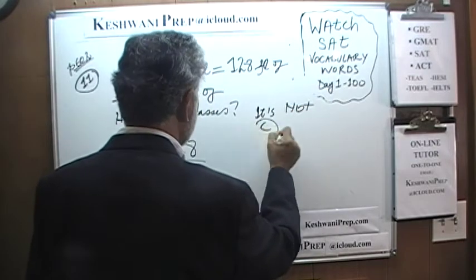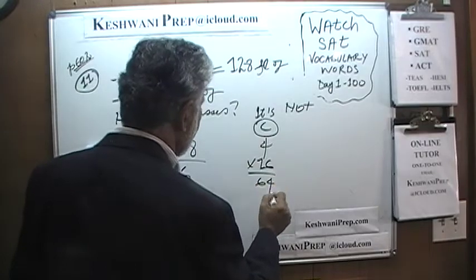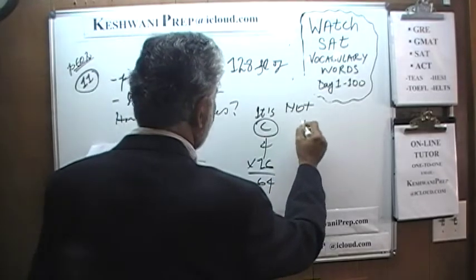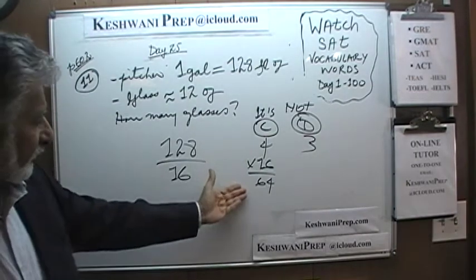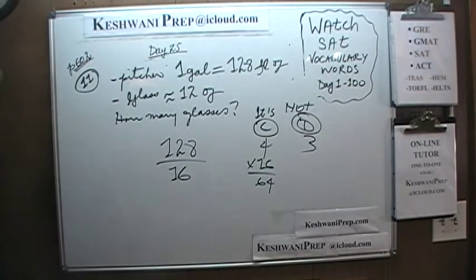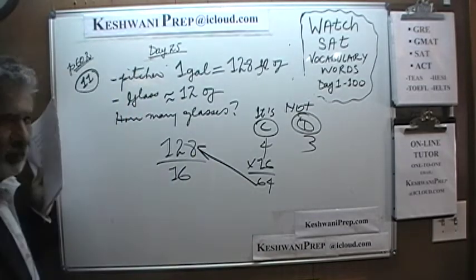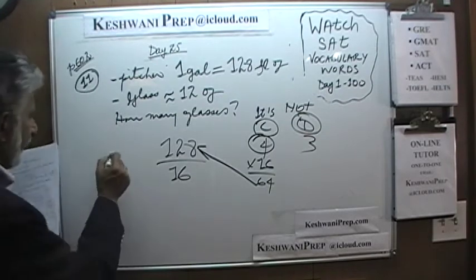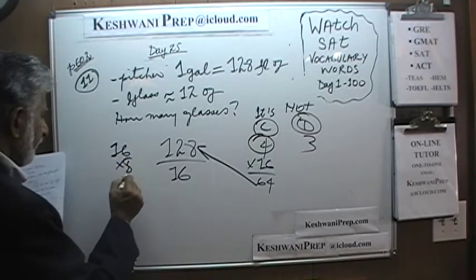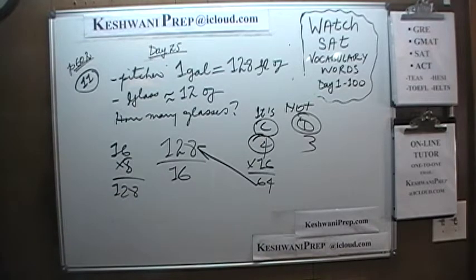it's not C, because C says 4, and 4 times 16 is just 64. And it's definitely not D, because D says 3. 16 times 4 is 64, we're looking at 128, so what we realize is that 128 is exactly 2 times 64. It's not 4, it is 8. If you divide it out, you'll find that 16 times 8 is 128. That's all. But that's not how I looked at it.